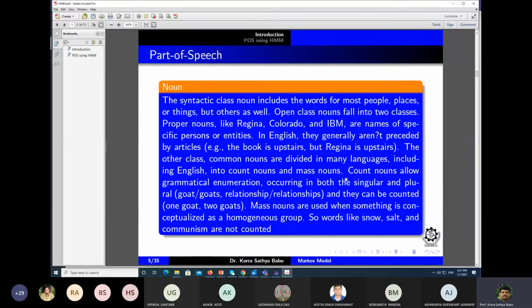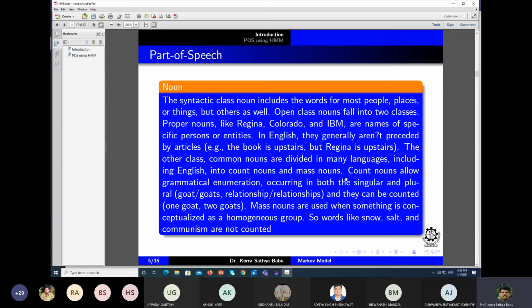Adjectives, the third open class in English, are a class that includes many terms for properties or qualities. Most languages have adjectives for the concept of color, like white, black, pink, orange, and for age, like old or young, and for value, like good or bad. But there are many languages also without adjectives.